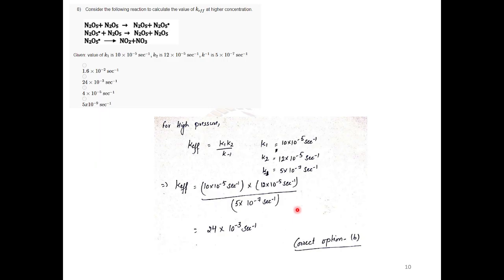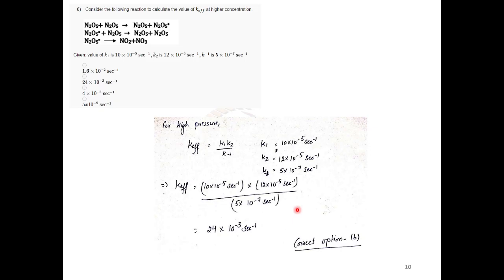So k₁ is given, that is k₁ is the forward reaction for the first reaction, that's N₂O₅ plus N₂O₅ going to N₂O₅ plus N₂O₅ star, N₂O₅ star going to NO₂ NO₃, right? So for high pressure k effective is k₁k₂/k₋₁, right? And k₁ k₂ is already given and k₋₁ is already given, so you need to find out k effective, right?